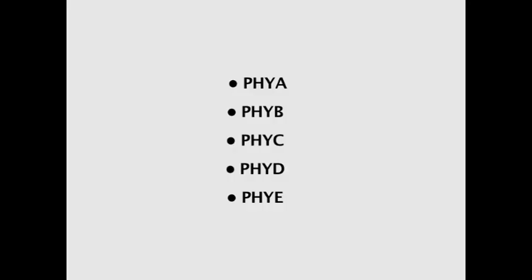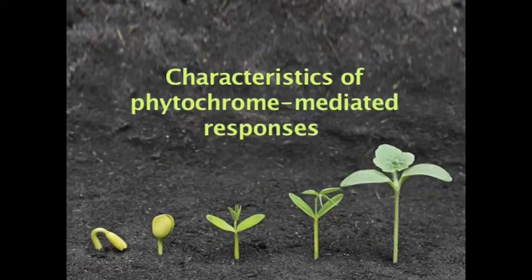There are multiple phytochromes in plants encoded by different genes. For example, 5 phytochromes are present in Arabidopsis, and they are phytochrome A, phytochrome B, phytochrome C, phytochrome D and phytochrome E. Phytochromes mediate important responses in plants including photoperiodic induction of flowering, chloroplast development including chlorophyll synthesis, leaf senescence and leaf abscission. Let us now see the characteristics of phytochrome-mediated responses in plants.